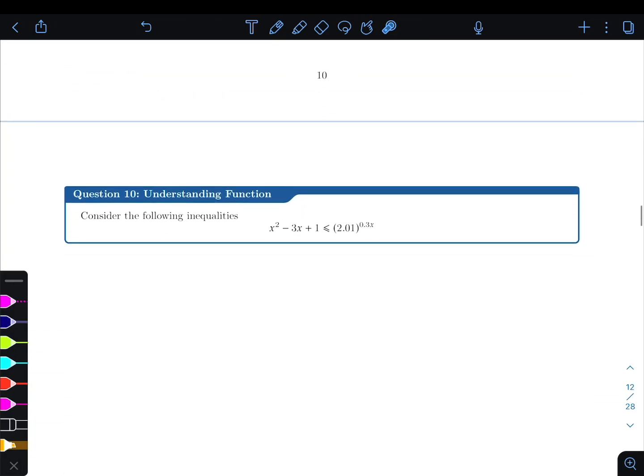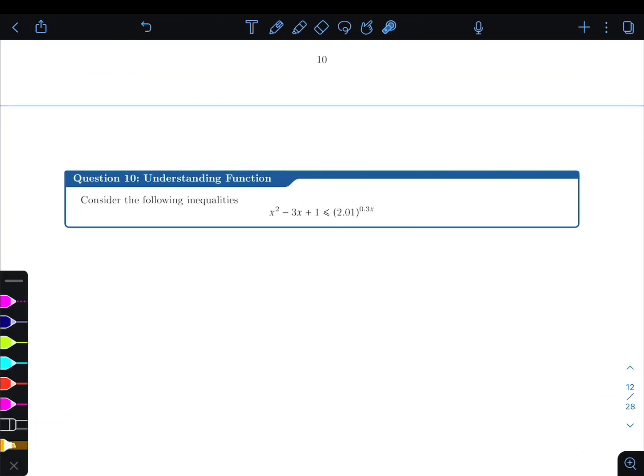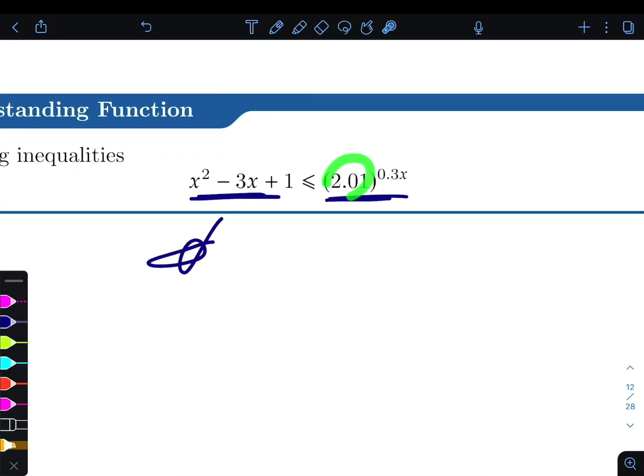Okay? And yes, number 10 is super important. I already mentioned it before when we were talking about the arithmetic series and the geometric series. Here we know this quadratic expression is going to be eventually slower than the exponential. However, if you look at this exponential, even though the base is very large, the exponent has a 0.3, so it makes things very small.